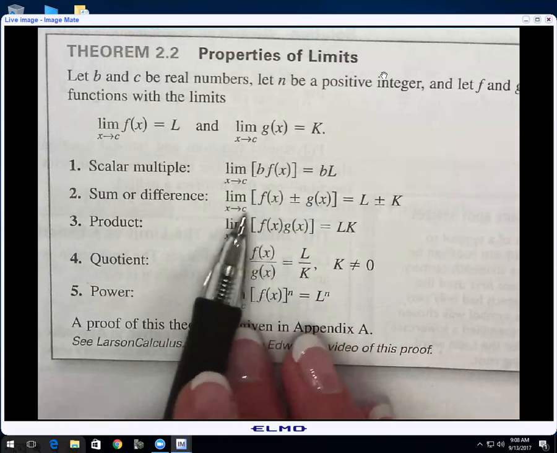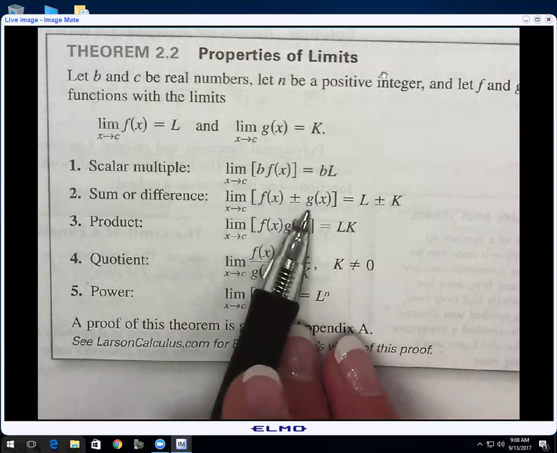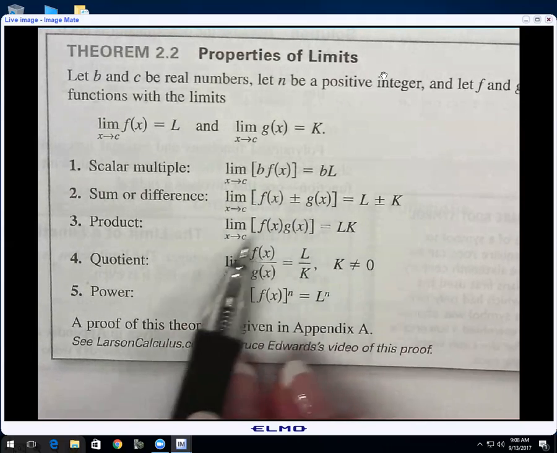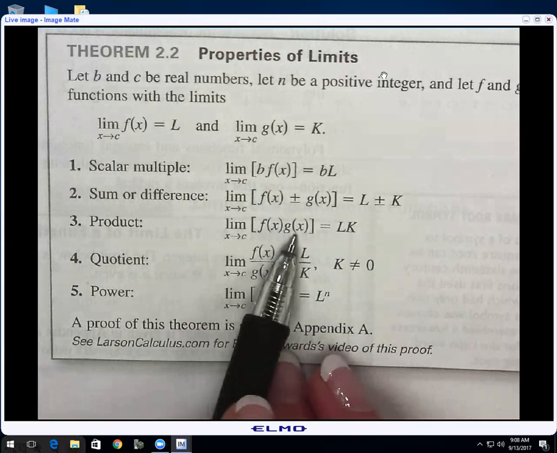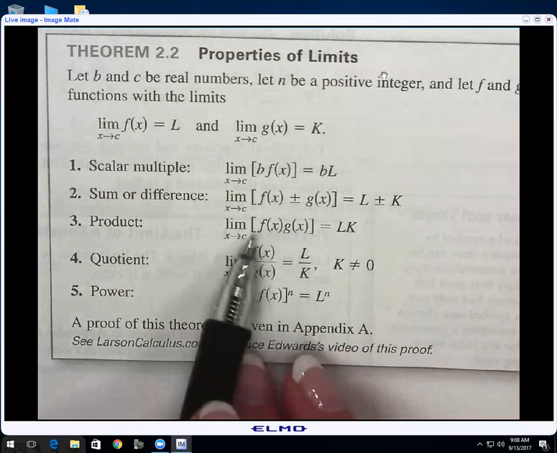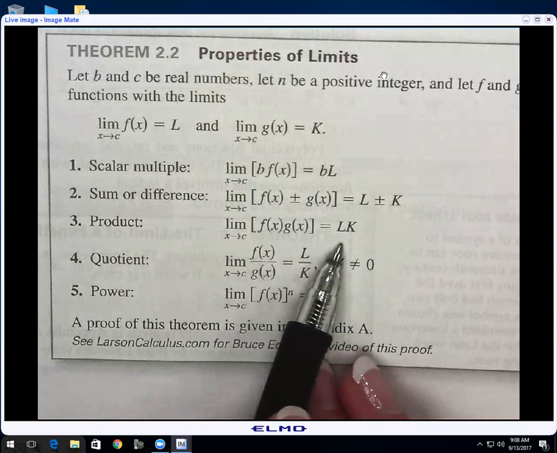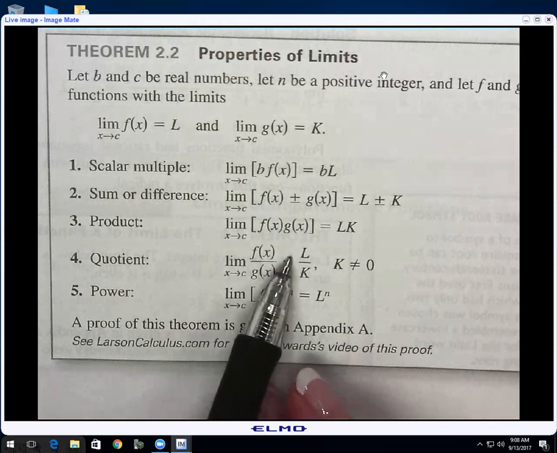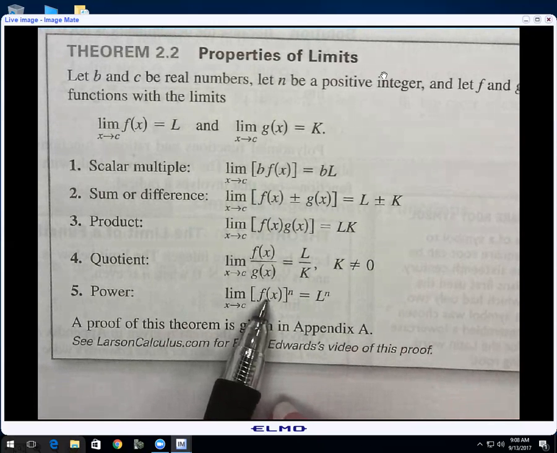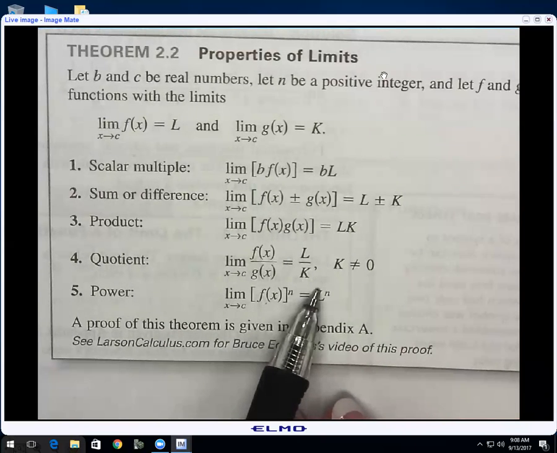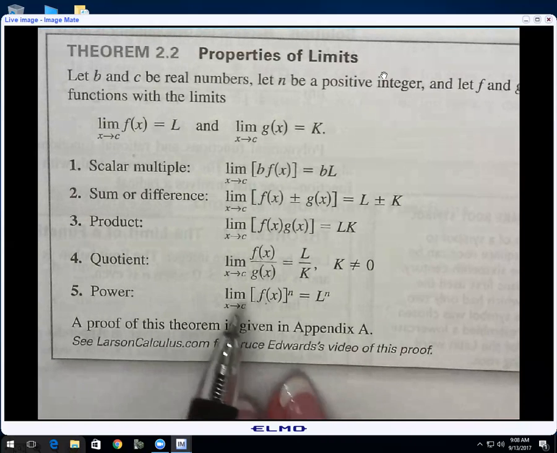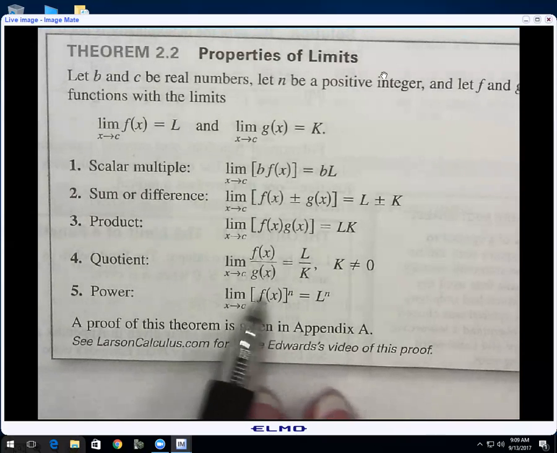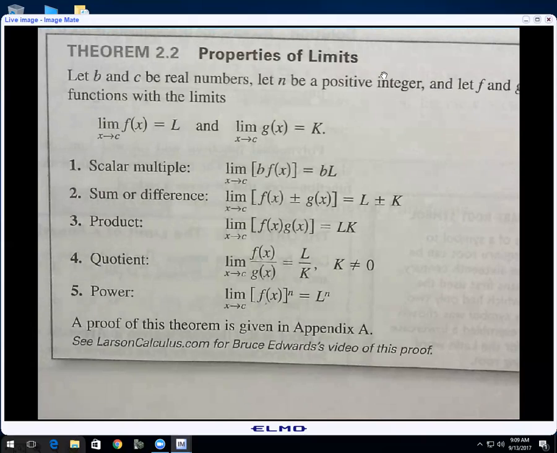B says if you have the limit of the sum of two functions, you can just take the limit of each term. If you have a limit of a product of functions, you can just take the limit of each factor and then multiply those. If you have the limit of a quotient, you can just take the limit of the numerator and the limit of the denominator, as long as you're watching out for what makes the denominator 0. And then number 5, if you have the limit of a function to a power, you can just take the limit of the function and then apply the power.